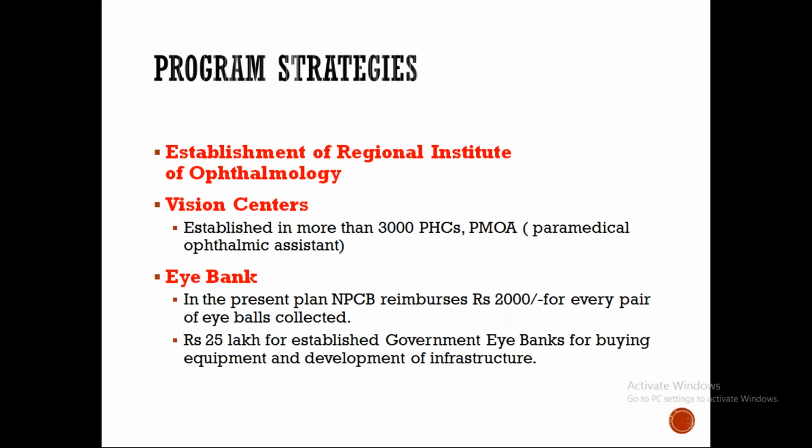And under this program, the establishment of a number of eye banks has also been promoted. In the present plan, NPCB reimburses rupees 2,000 for every pair of eyes which are collected, and rupees 25 lakh for established government eye banks for buying equipment and development of infrastructure. So it promotes establishment of eye banks. Now, what do these eye banks have? They have corneas, which they store. These stored corneas are useful for performing corneal transplantation and curing corneal blindness. So that is why eye banks are required.